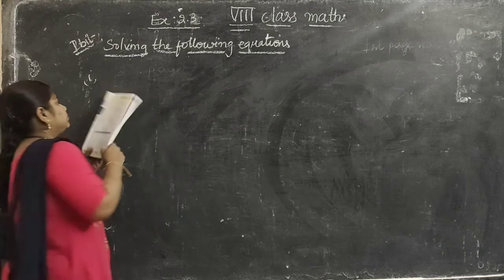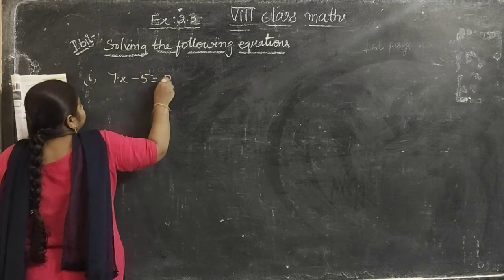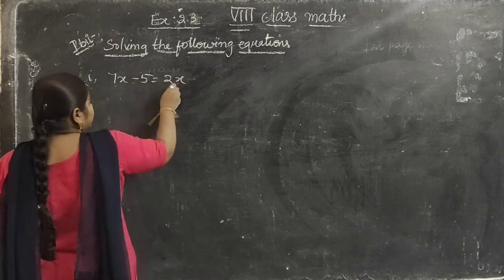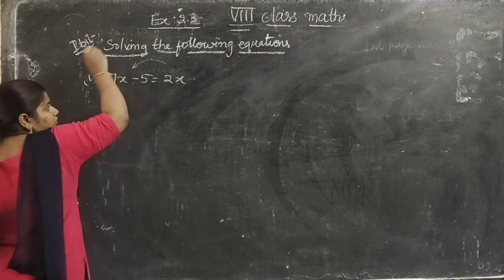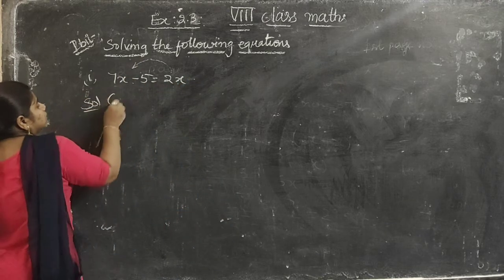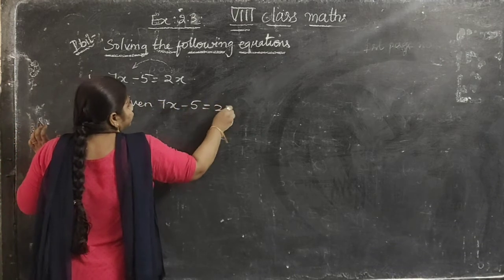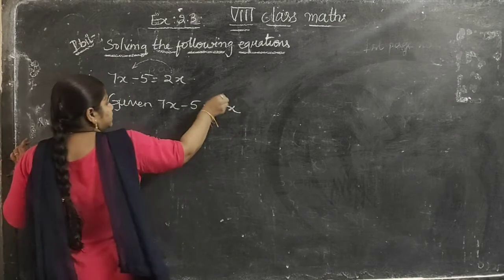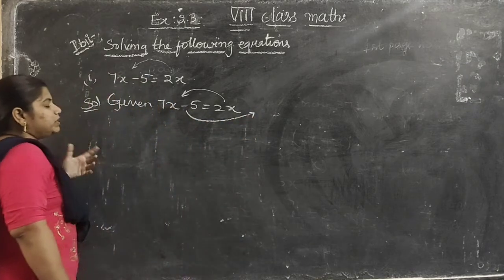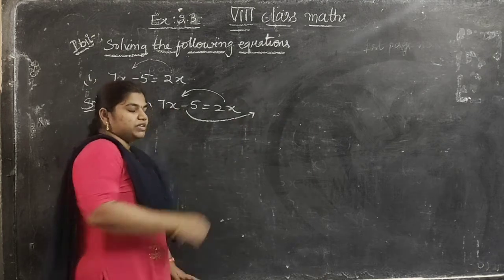So first one is 7x minus 5 is equals to 2x. Now, what do we have to find? We have to find the x value. So, I am sending this 2x to one side and minus 5 I am sending to the other side. That means all the x values, all the variables I am sending to one side and all the constant numbers I am sending to the other side.